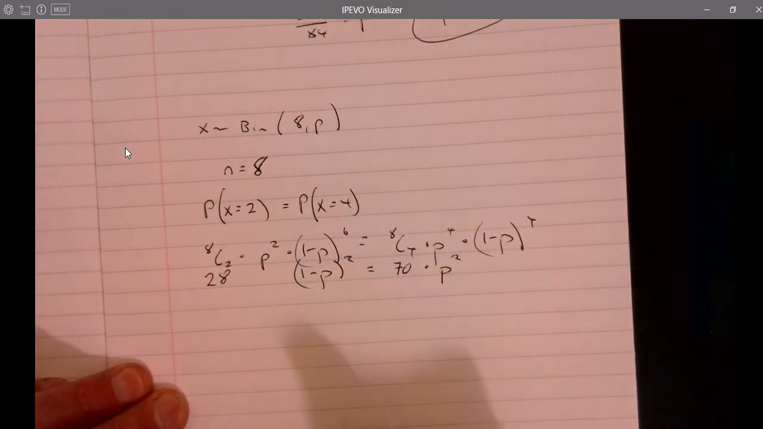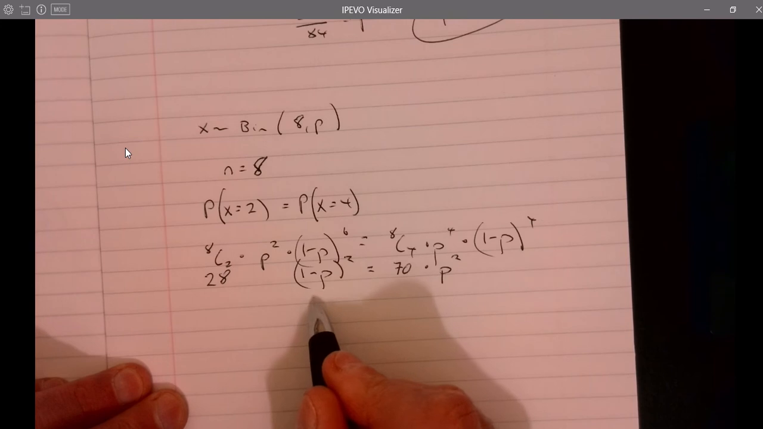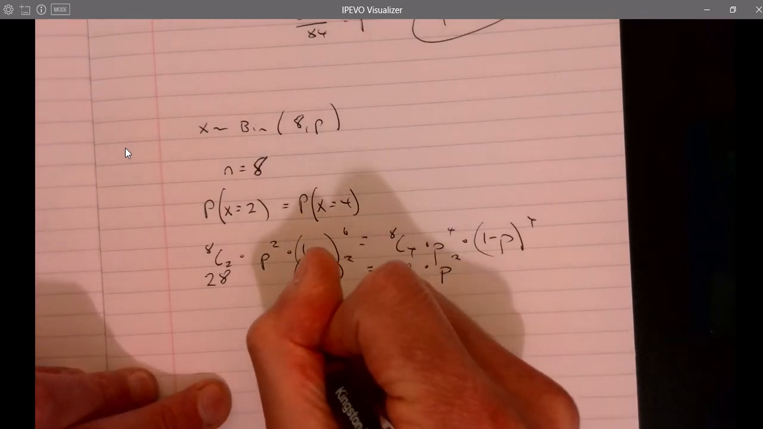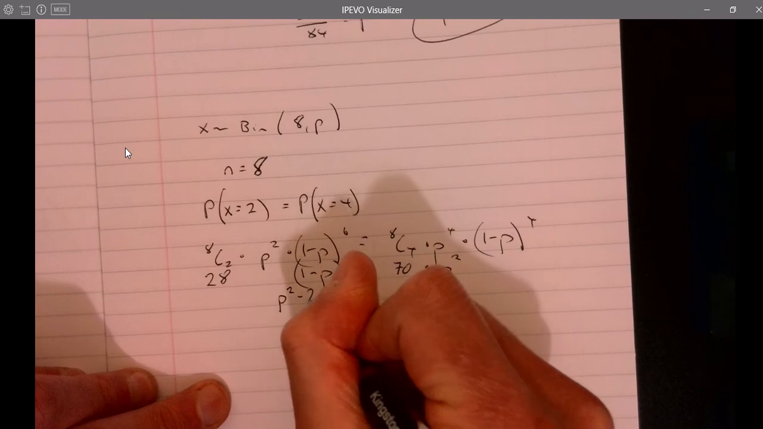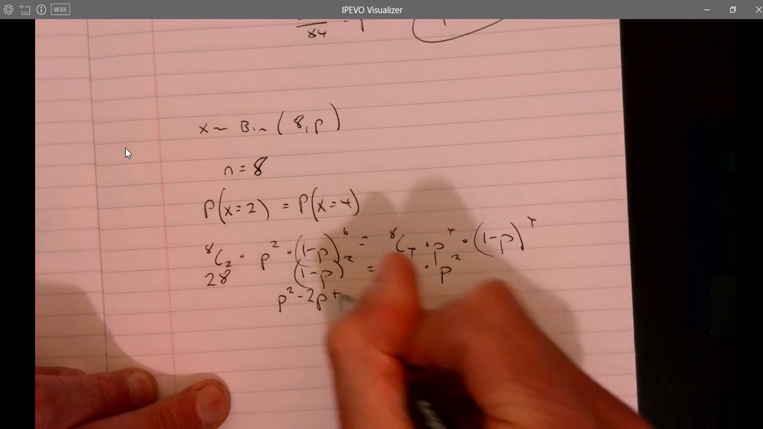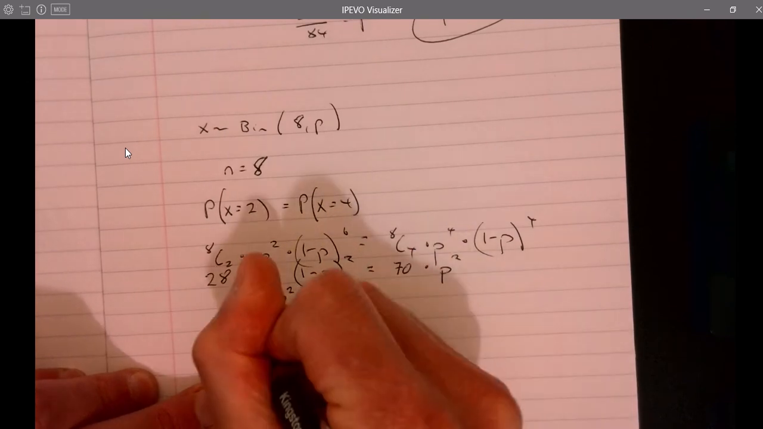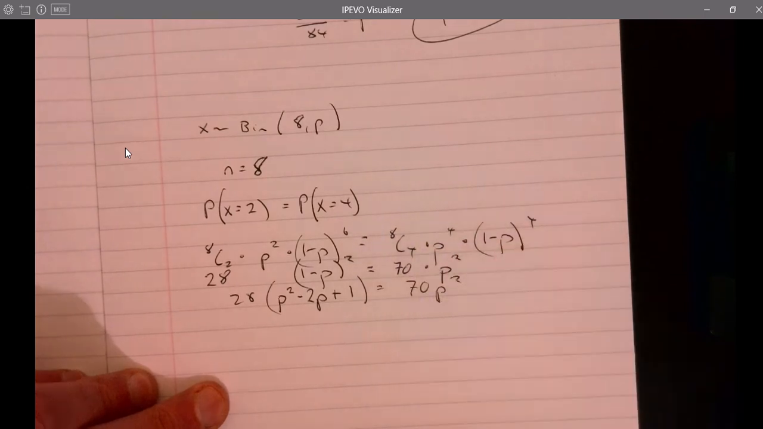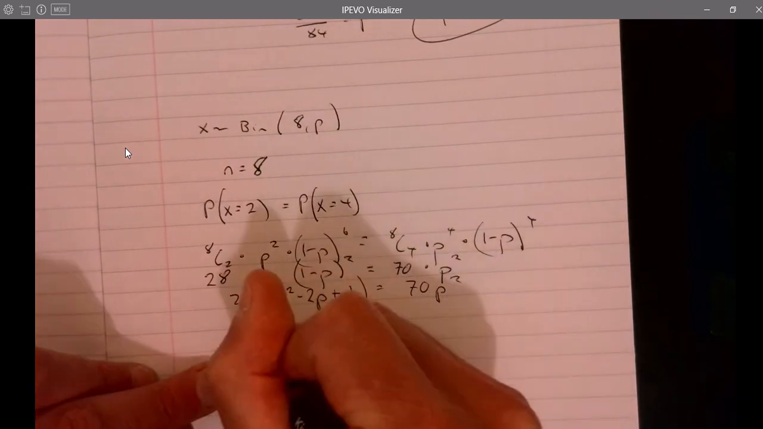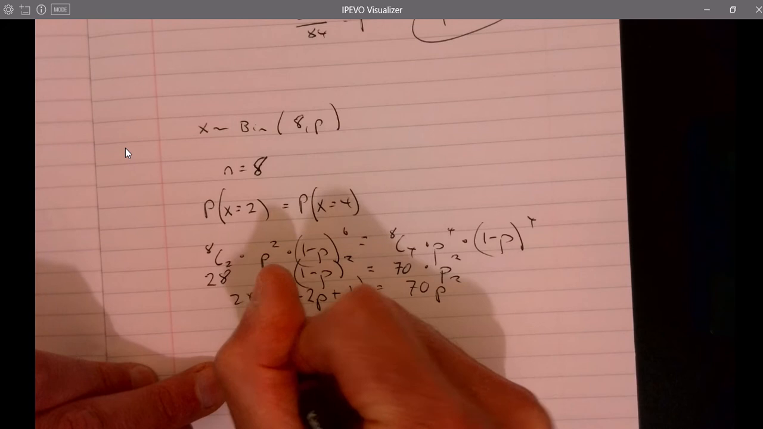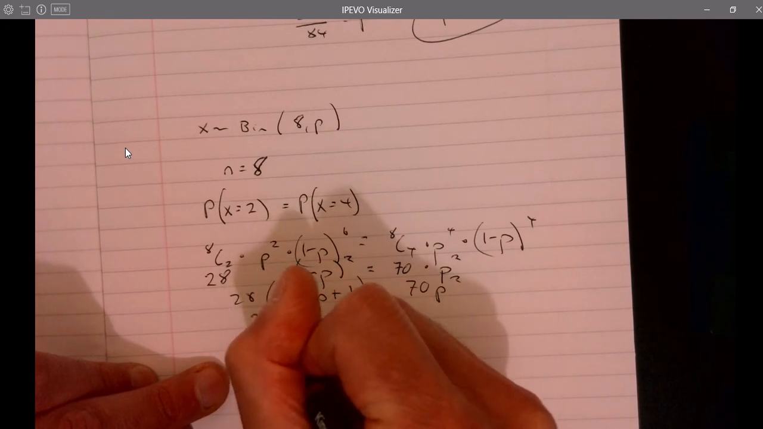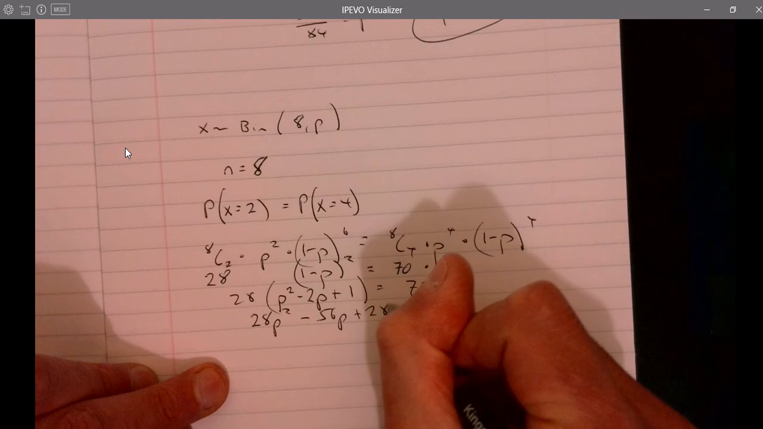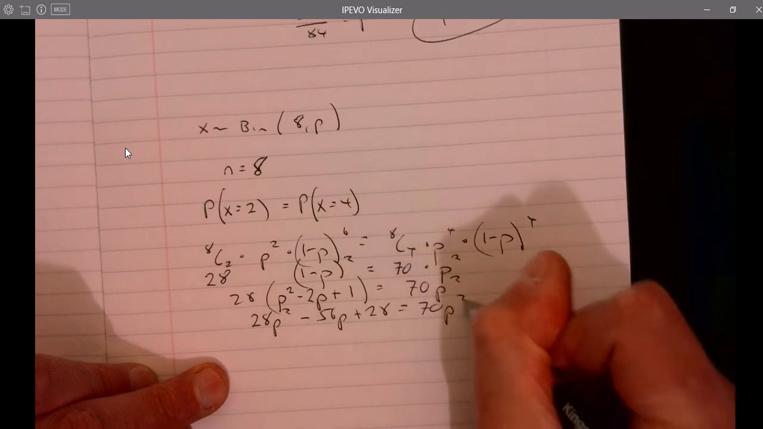Okay. (1 minus p) squared, if you multiply that out, is going to give you p squared minus 2p plus 1. And then we need to multiply all of that by 28. That equals 70p squared. I've just got a quadratic, that's what it is. So if we multiply this out, what have we got? We've got 28p squared minus 56p plus 28, equals 70p squared.